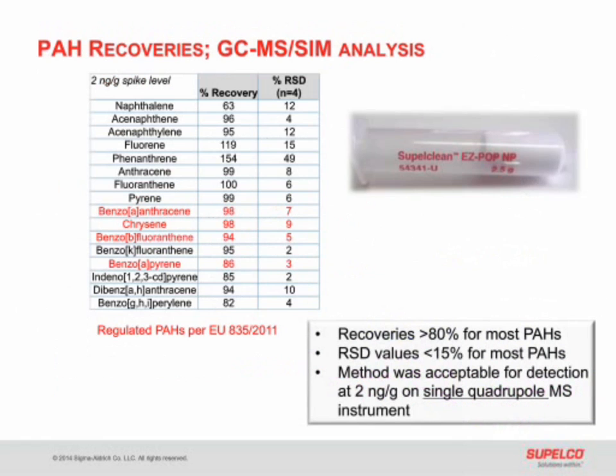As far as recoveries, you'll note that the recoveries are greater than 80% for most of the PAHs. The relative standard deviations are less than 15% for most PAHs, and this method was acceptable for the detection at 2 nanograms per gram on a single quadrupole MS instrument.